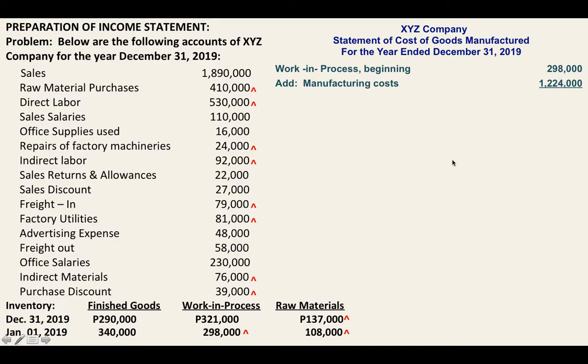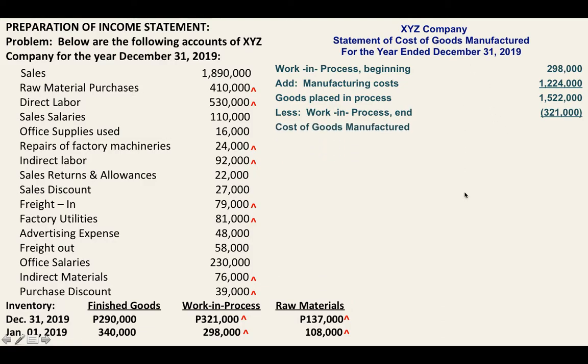So adding the two, you will have goods placed in process, and then deduct the work in process end of 321,000. So you will have now your cost of goods manufactured.